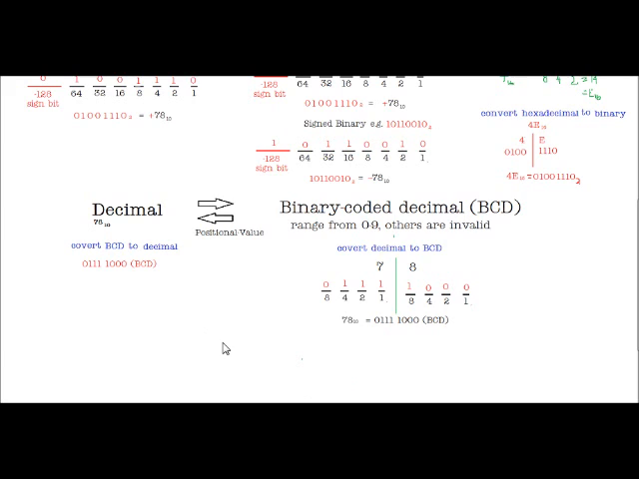Next, we convert the BCD number to decimal. So again, we're starting from BCD. We got 0, 1, 1, 1, 1, 0, 0, 0. The first thing that we need to do is to split the digits, group them into 4 and split them. So let's do this. Split them down the line here.